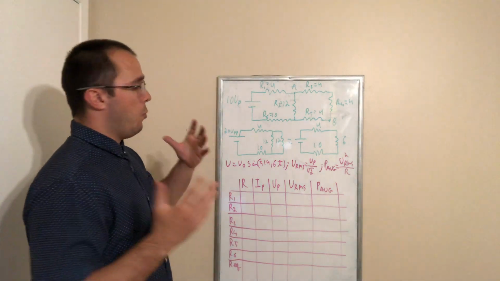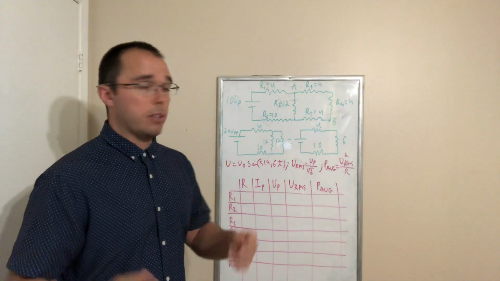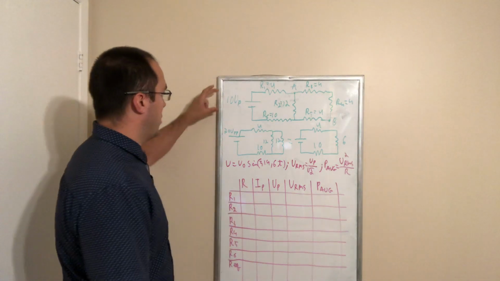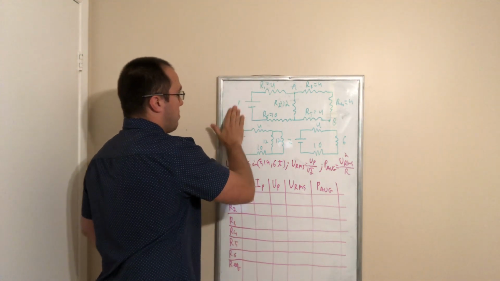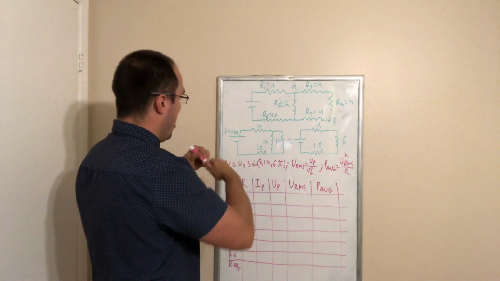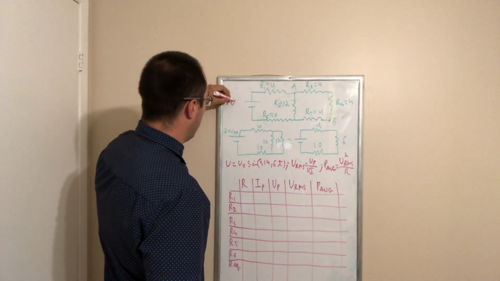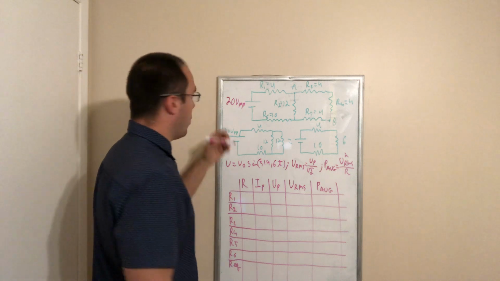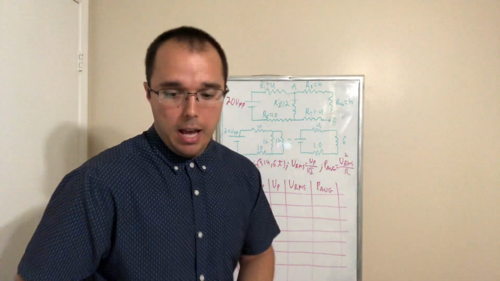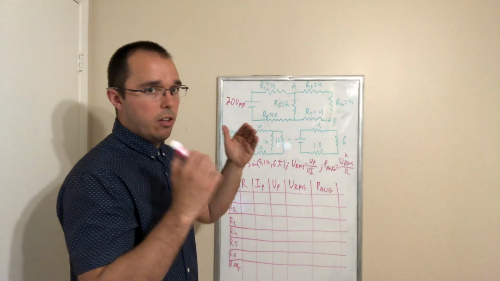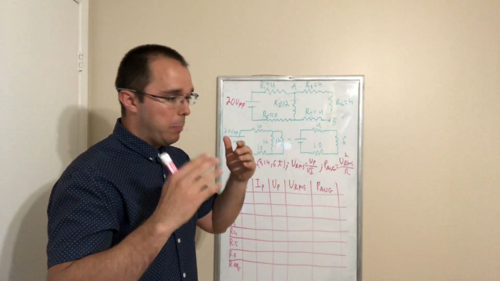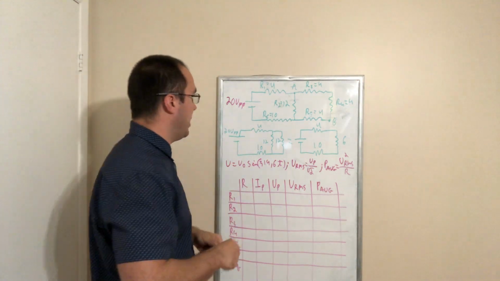All right, so we are given a circuit. It has six resistors, and it has a power source. The power source shown on the diagram is written as 20 volt peak to peak. And basically, 20 volt peak to peak means 10 volt peak. Volt peak to peak is simply twice the peak voltage.